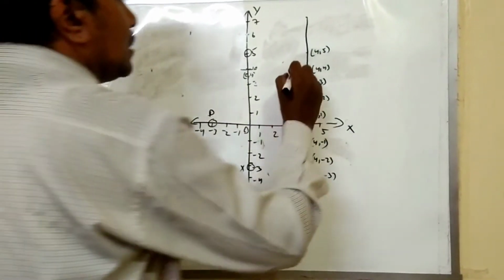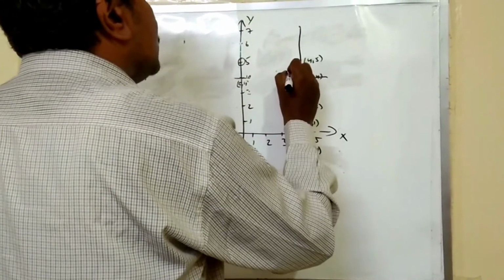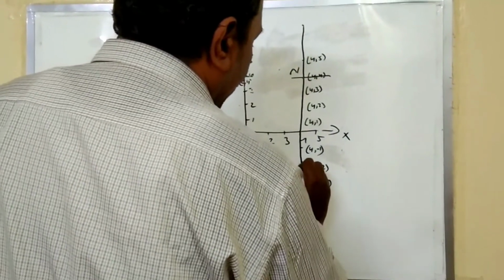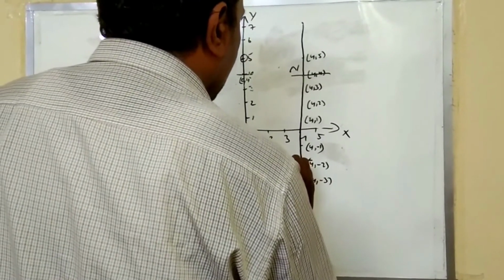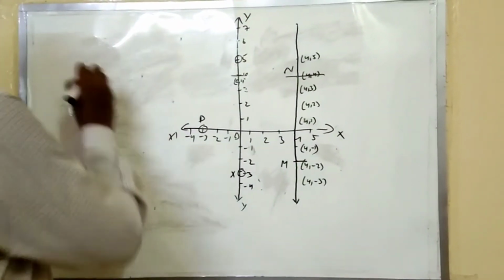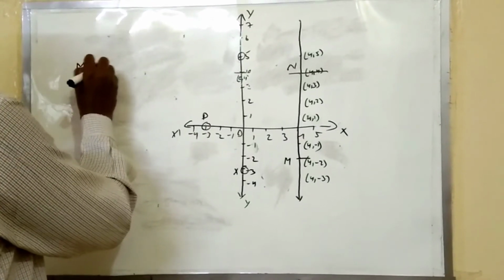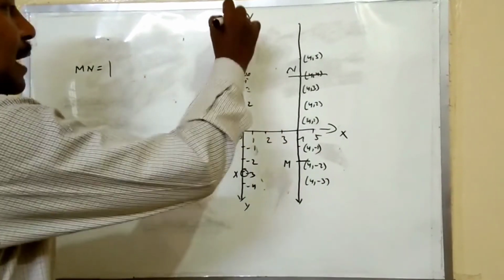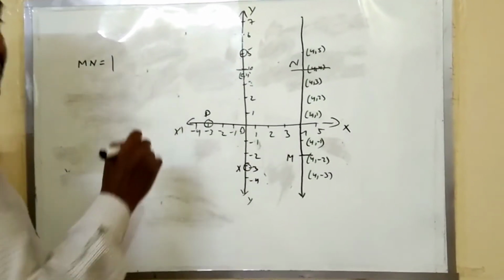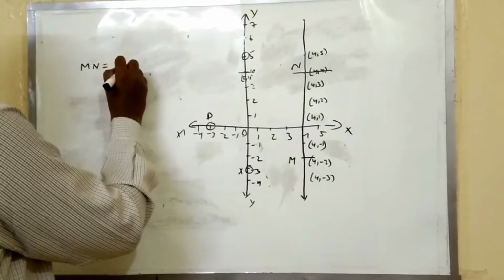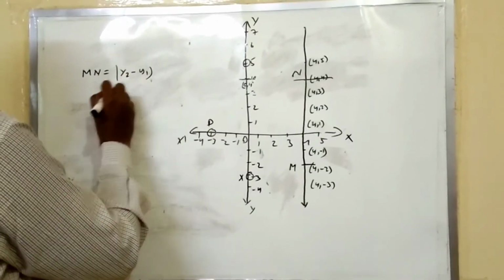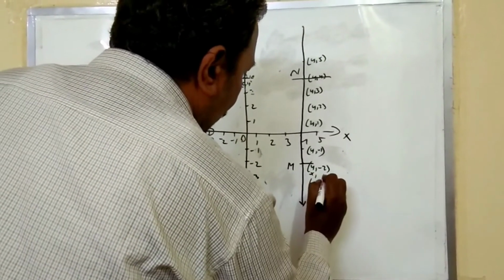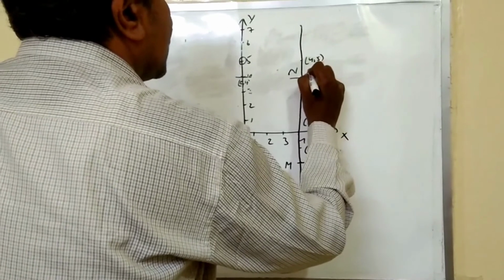I am taking two points. Here I am taking a point, you take it as N. And here I am taking another point, you take it as M. MN, the distance from M to N. Because this line is parallel to the y-axis, the same formula is applicable. What is it? Mod y2 minus y1. So you take this as x1, y1 and this as x2, y2.